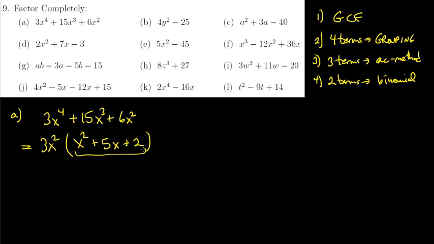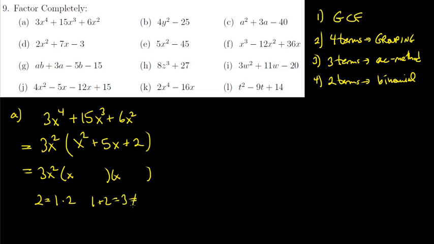Now, can we factor this trinomial as the product of 2 binomials? Let's see. What 2 numbers multiply to 2 and add to 5? Well, 2 is just 1 times 2, and 1 plus 2 is 3, which is not 5. So there's no match here. You can also do negative 1 times negative 2, but that adds to negative 3, which is even worse. You're never going to get 5. So x squared plus 5x plus 2 is prime, so there's no way to factor that.